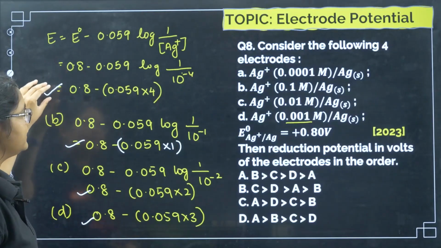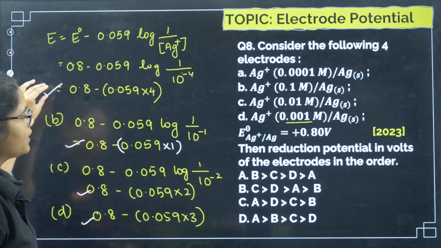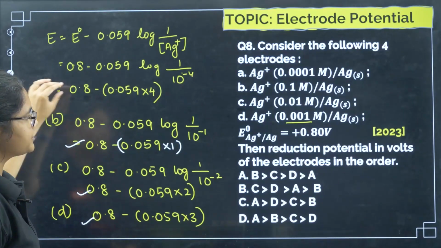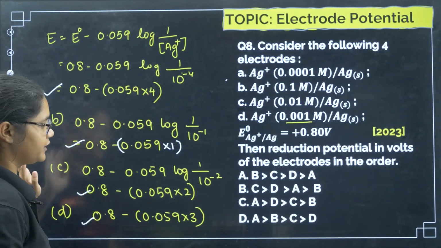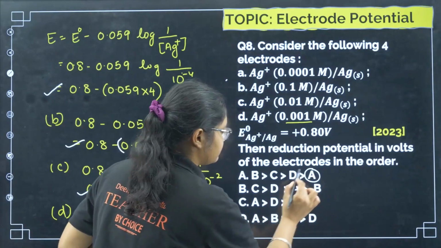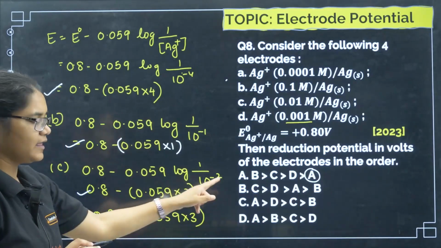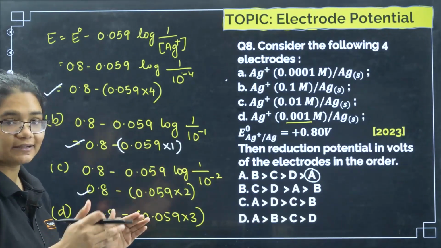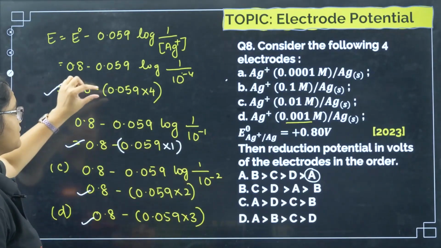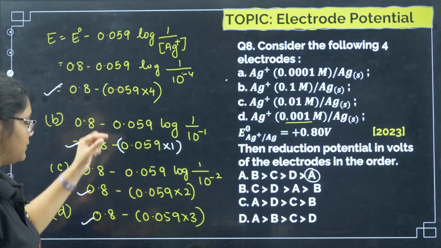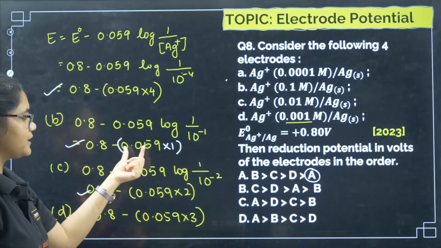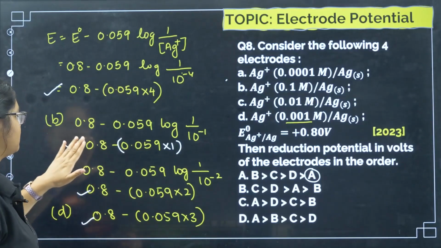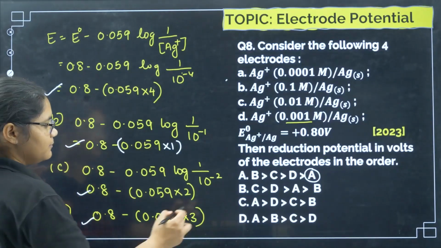So the least value will be for your solution, this is A, right? The A one will be having the least electrode potential. So I have only one option where A is least. So I can say that the answer will be option number A. But let's check the other options. Now the highest one will be where I am subtracting the least number. You can see this is the least number, 0.059 into 1. So we are only subtracting 0.059 from here. So this one will be the highest. So B will be highest.